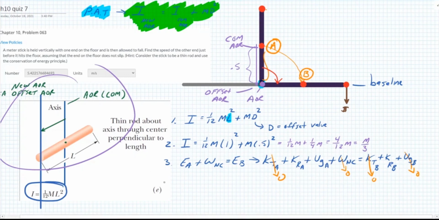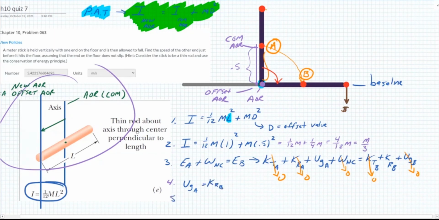So my energy analysis boils down to this. Rotational kinetic energy. Oh, let me do some more low-hanging fruit. This is starting from rest. So there is no rotational kinetic energy at A. Okay, so here's what I have, thanks to energy analysis: UGA, which is the gravitational potential energy of that center of mass point, the point at which all of the rod's mass can be considered to be concentrated, equals rotational kinetic energy at B. Look how simple that became.